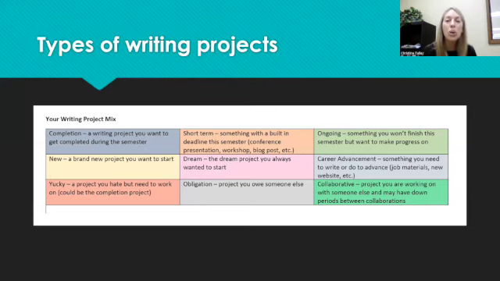Other things would be like a workshop that you might be putting on, or perhaps if you write a regular blog post. Occasionally I will write a column for Inside Higher Education. So something like that might be a short-term project.